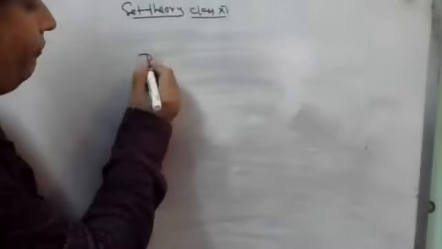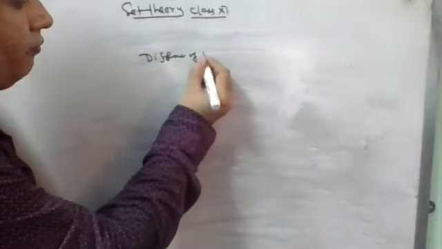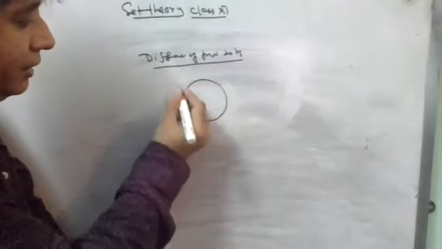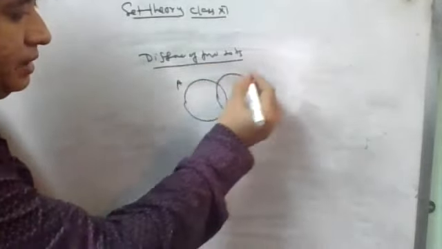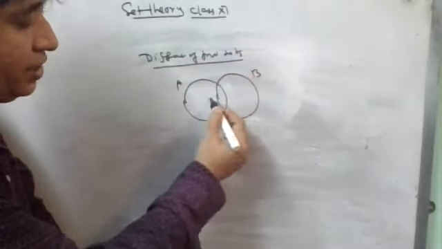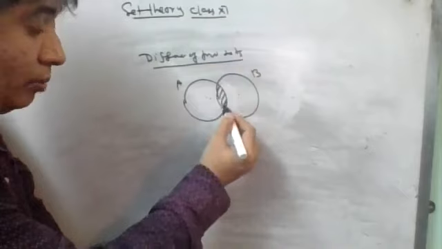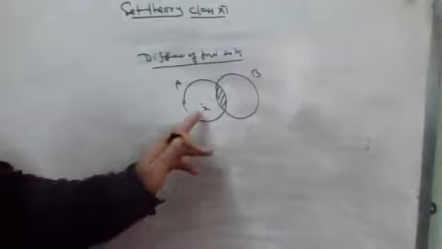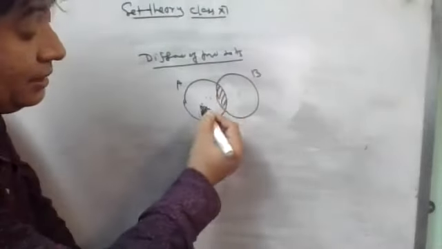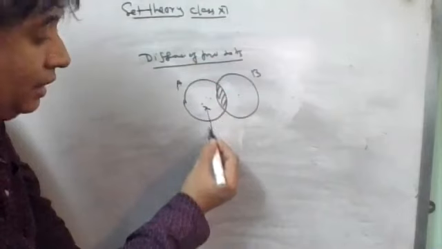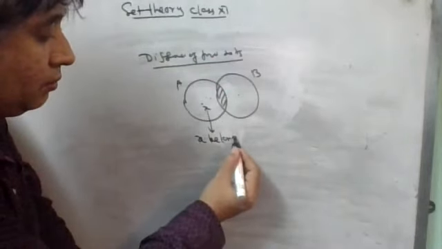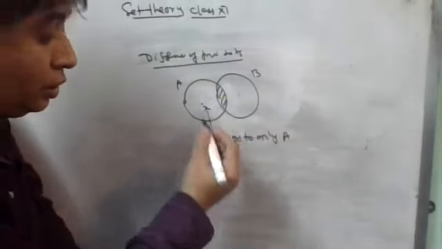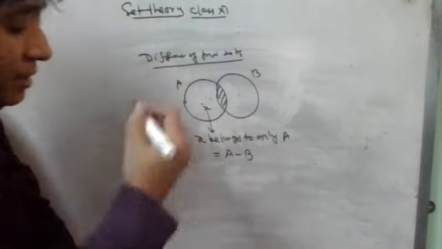Now, difference of two sets. Suppose A is a set and B is a set overlapping partially with each other, so that they have a common region, and suppose X is an element belonging to A. That means it does not belong to B. Here X belongs to only A, not B. So that is called A minus B.